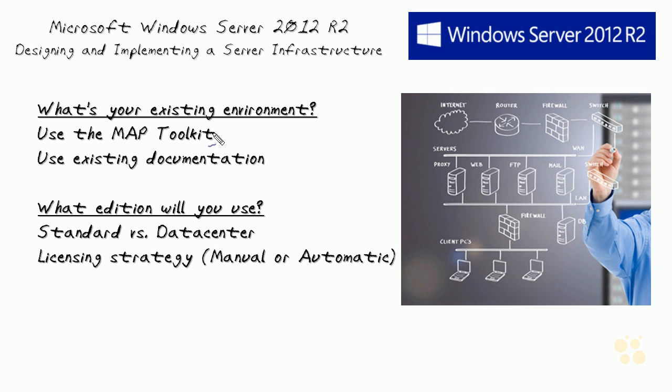So what's number one? What is our existing environment? Use the MAP toolkit. We showed that in another nugget. You can check that out. Very cool tool. Use it. It will help you out.